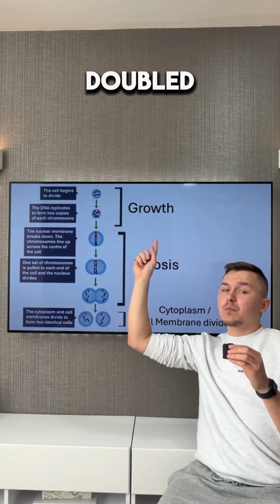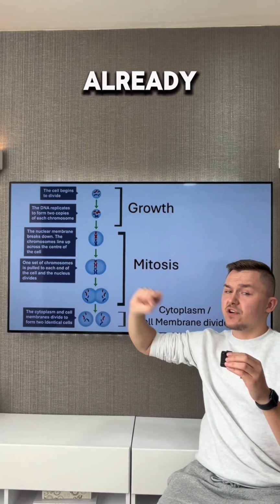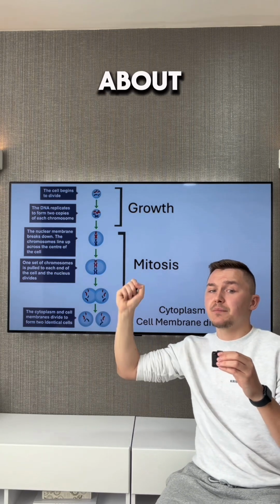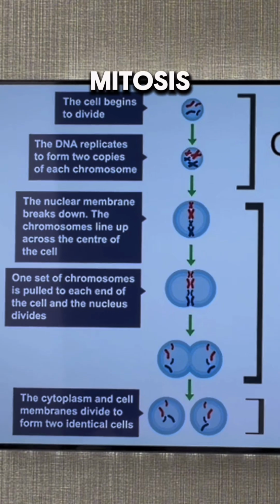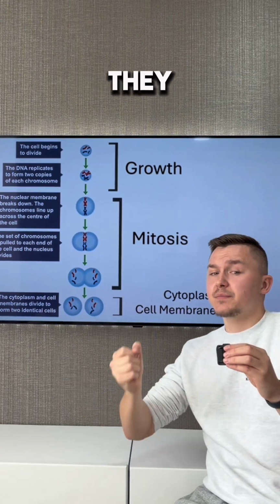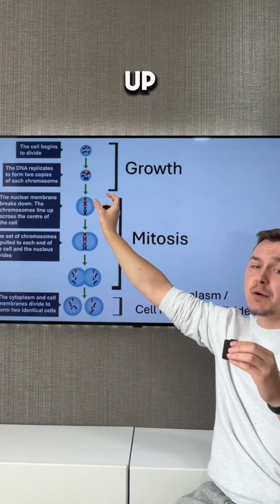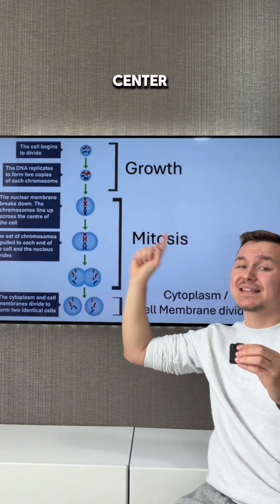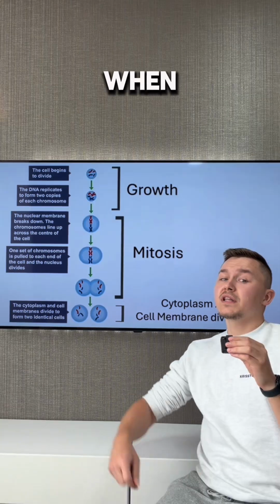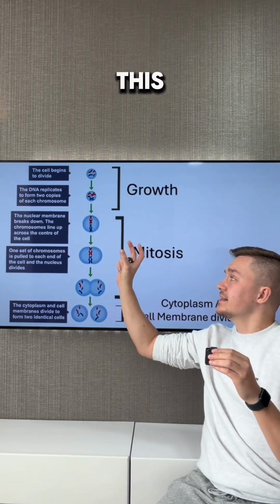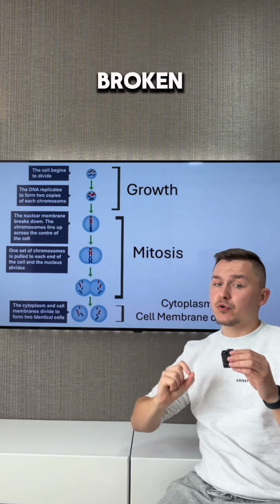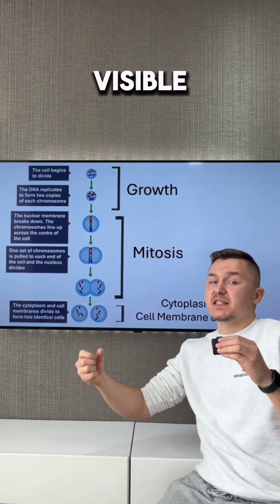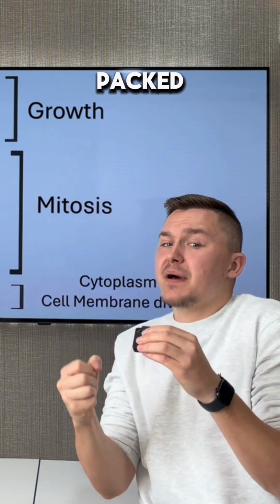So we now have double the number of chromosomes, the growth phase has already happened, and we begin talking about mitosis. And the first stage of mitosis is these chromosomes condense, they become visible, and they line up at the equator of the cell or the center of the cell. When I say that the chromosomes condense, this means that the nuclear membrane has broken down and the chromosomes become visible. They're no longer in this densely packed nucleus.